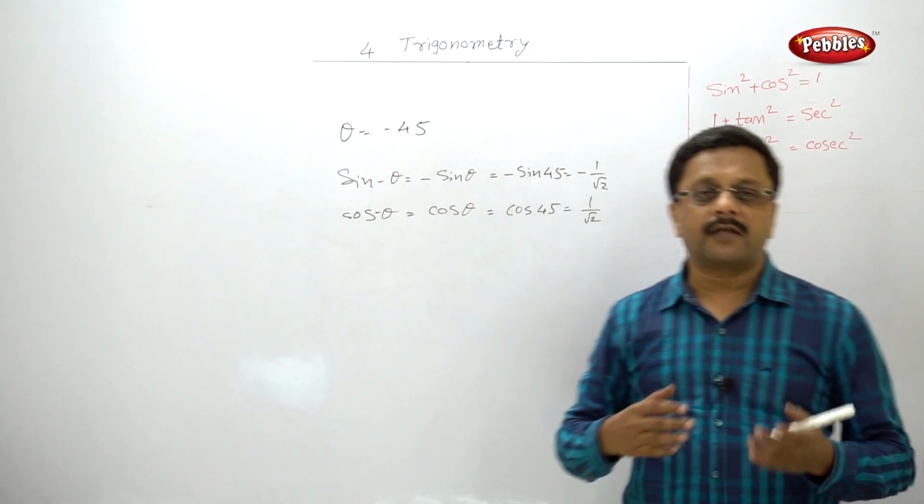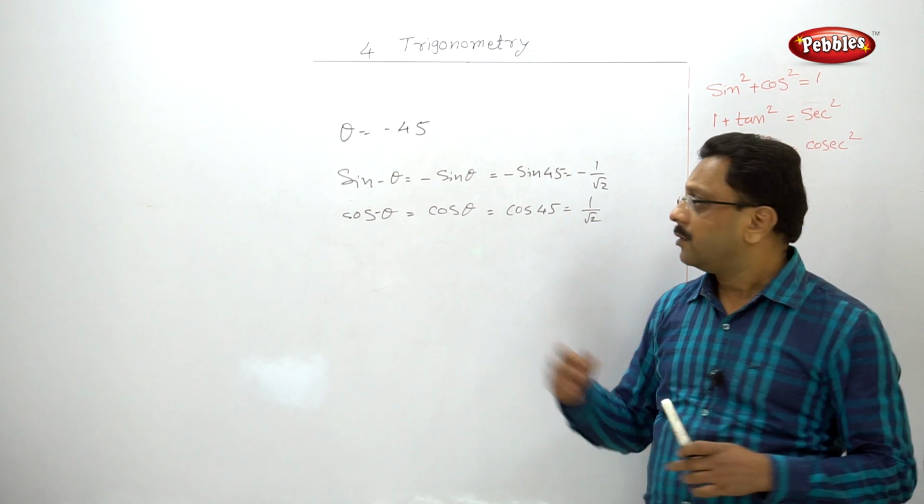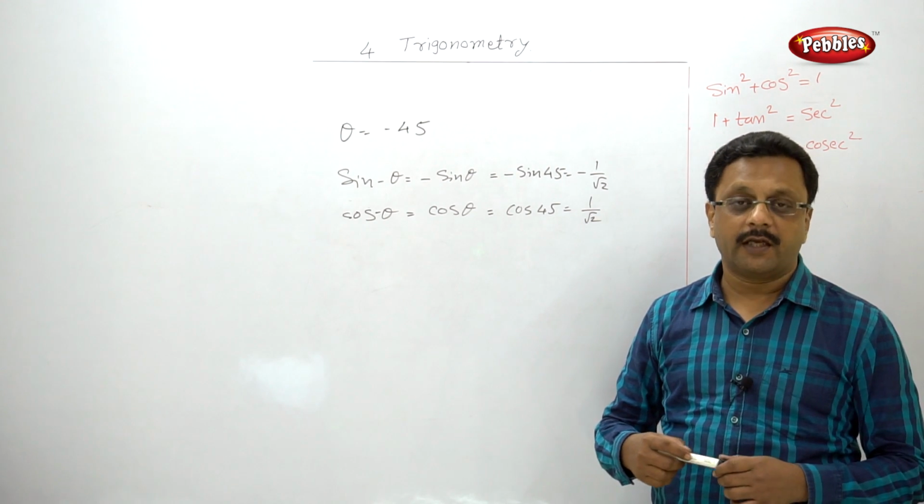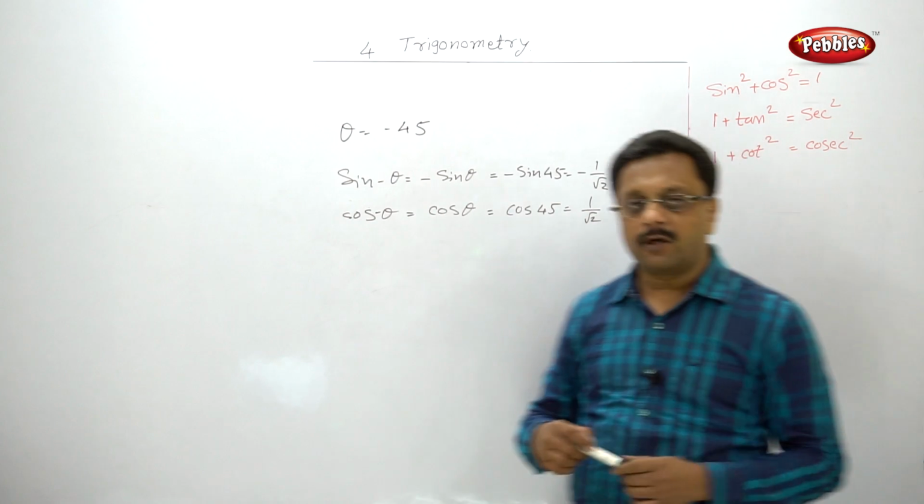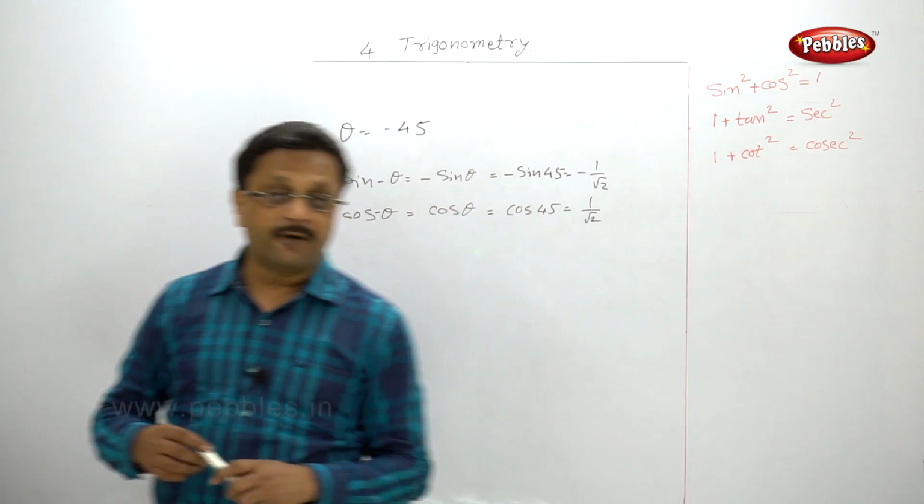So these are the types of example which may be there in 4.1 and 4.2. So let us solve now exercise 4.1 and 4.2.